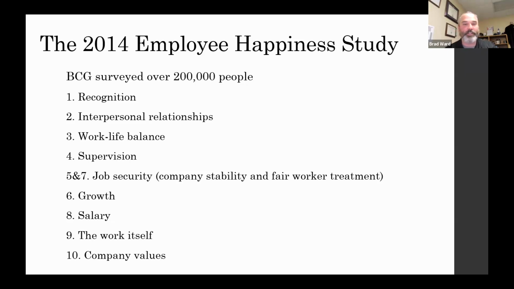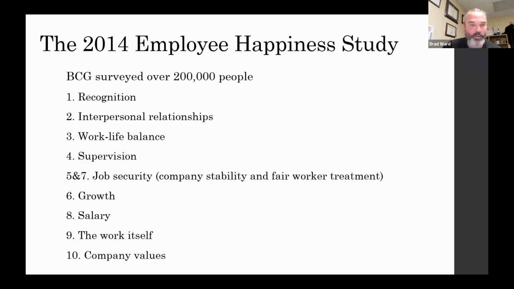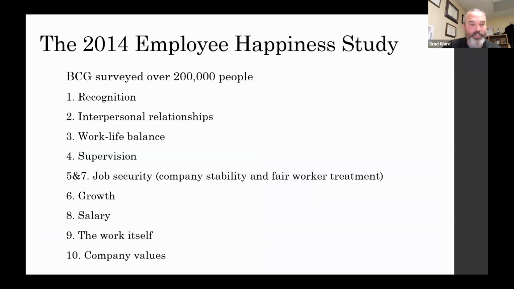If you're looking at what causes employee happiness, this wouldn't perfectly align with Herzberg, but they're at least all in the model. Like you see personal growth, for example, right here on the right. You would see supervision on the left. You would see salary on the left. So again, they at least fit in the model.